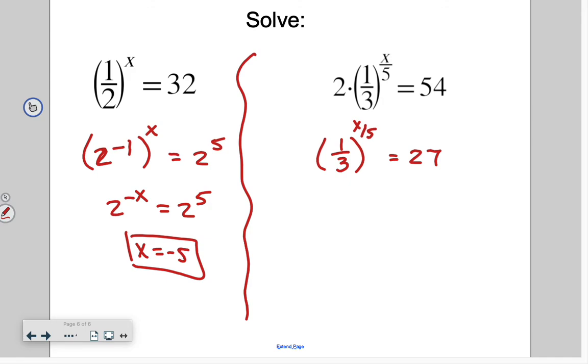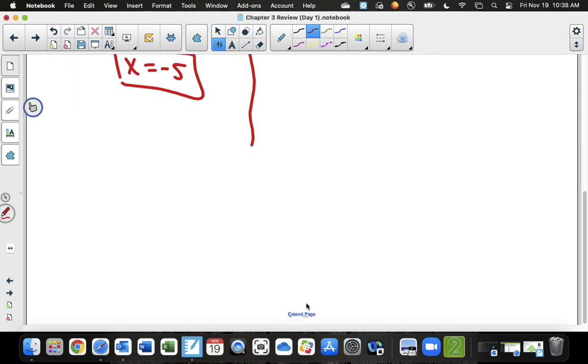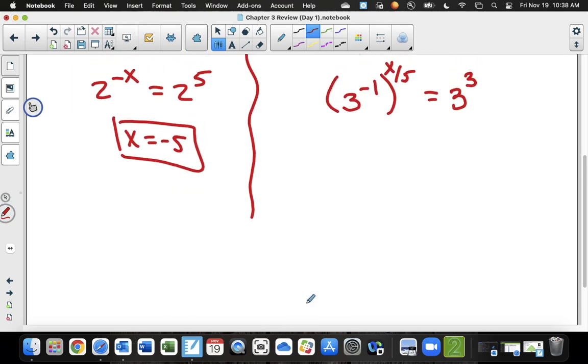54 divided by 2. Now you're right back to where we were. 1/3 and 27 are both powers of what? 3. So we rewrite these with base 3. 1/3 is 3 to the negative first power. 27 is 3 to the third. And now we clean it up just a little bit. Again, power to a power, we multiply those exponents. So I've got 3 to the negative x over 5 power equal to 3 to the third power.